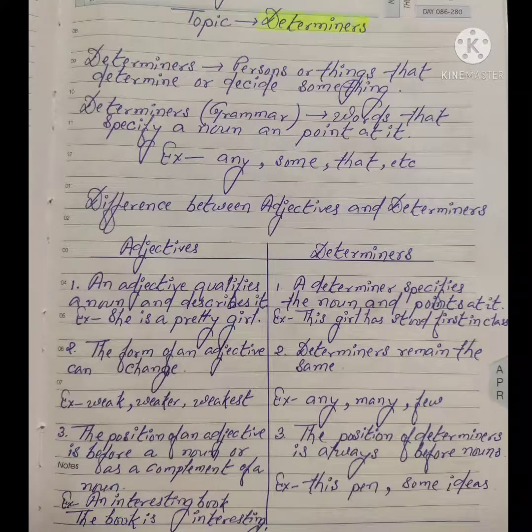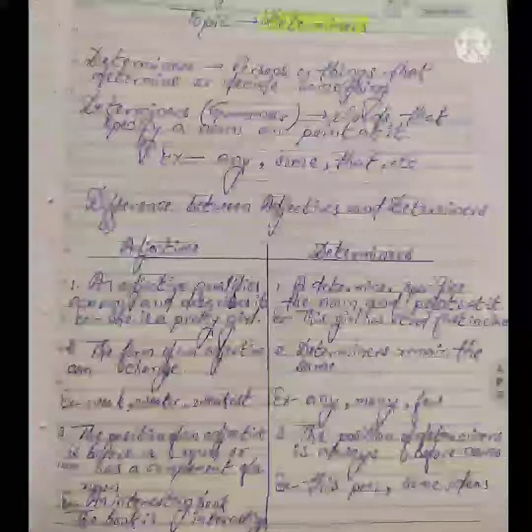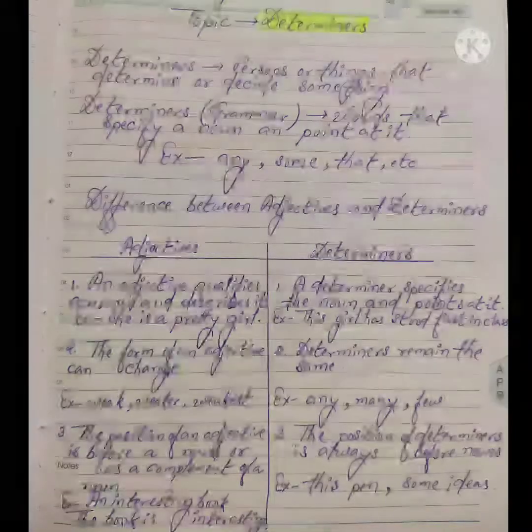So, persons or things that determine or decide something are known as determiners. But in grammar, words that specify a noun and point at it are known as determiners in the English language. For example, any, some, that, and so on. And below on this page, you can see the differences between adjectives and determiners.